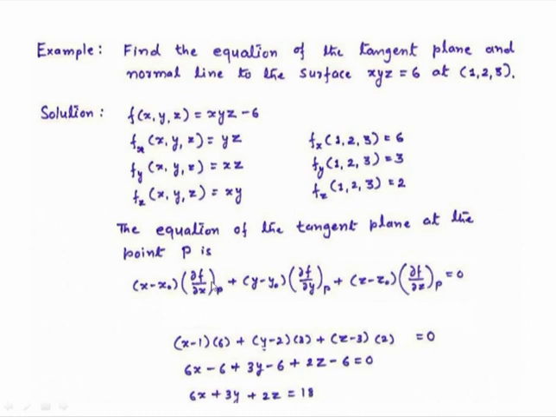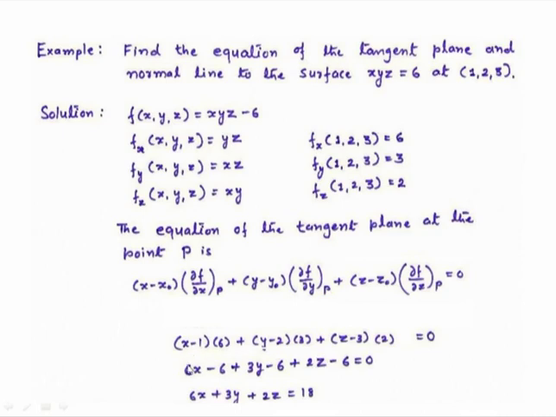So this is 6. Similarly, del f by del y at the point (1, 2, 3) is 3, and del f by del z at the point (1, 2, 3) is 2. So our equation becomes (x minus 1) into 6 plus (y minus 2) into 3 plus (z minus 3) into 2 is equal to 0.